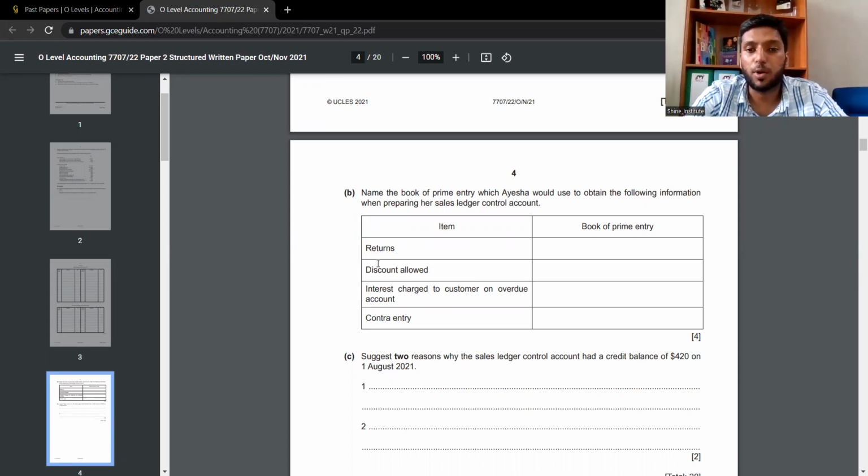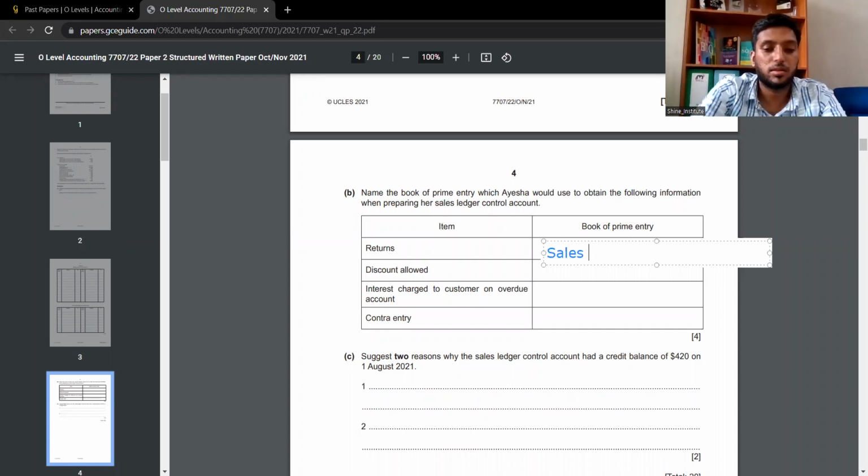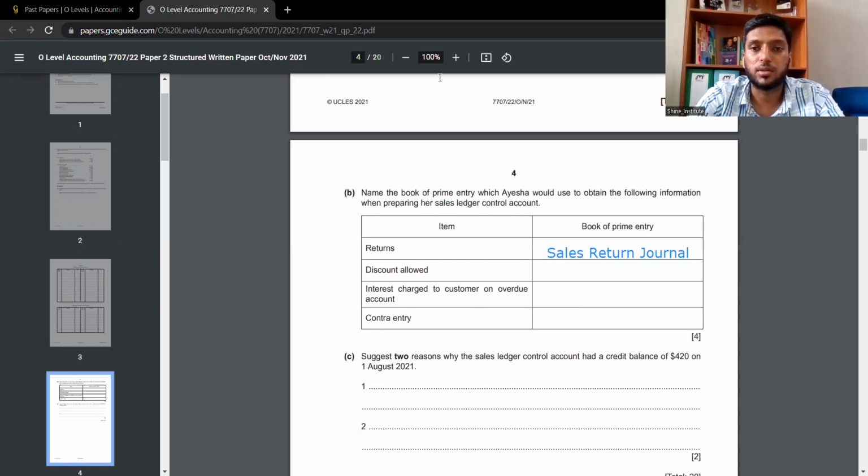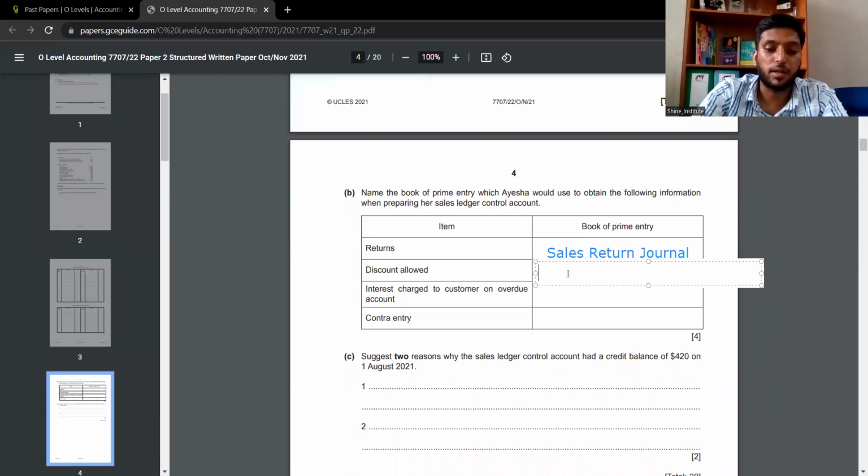Again, let me move on to the point returns. So returns means where do we record? We should record it under sales return journal. So I'm going to record here sales return journal. Then where do we record discount allowed? Where do we record the discount allowed column? We should always record discount allowed under cash book.